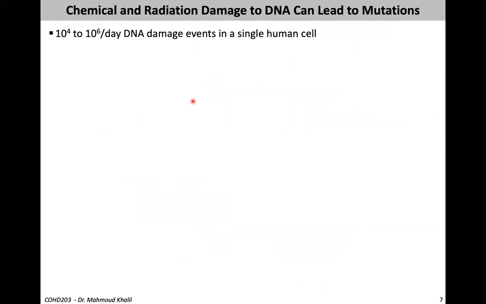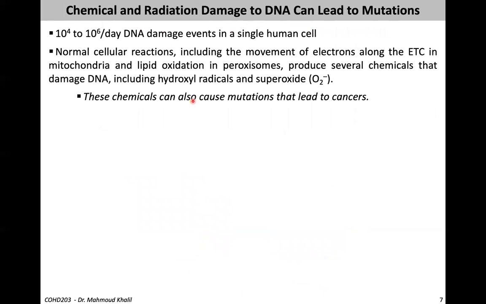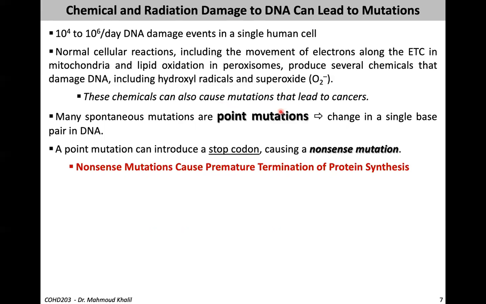So what about another type of repair? Chemical and radiation damage to DNA can also lead to mutation. We can see that there are around 10 to the power 4 or a million DNA damage events per day in a single human cell. Normal cellular reactions, including the movement of electrons along the electron transfer chain in the mitochondria, and lipid oxidation in peroxisomes, produce several chemicals that damage DNA, including, of course, hydroxyl radicals and superoxides. These chemicals can also cause mutation that can lead to cancer.